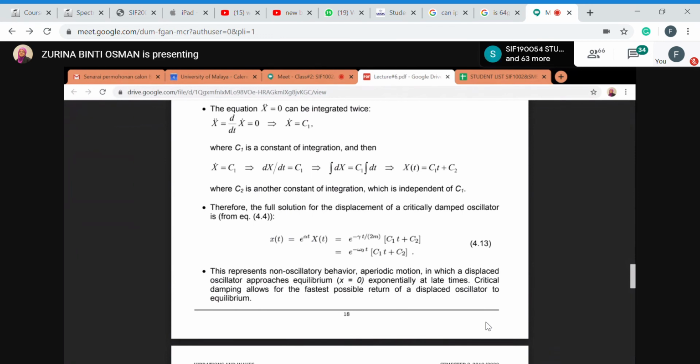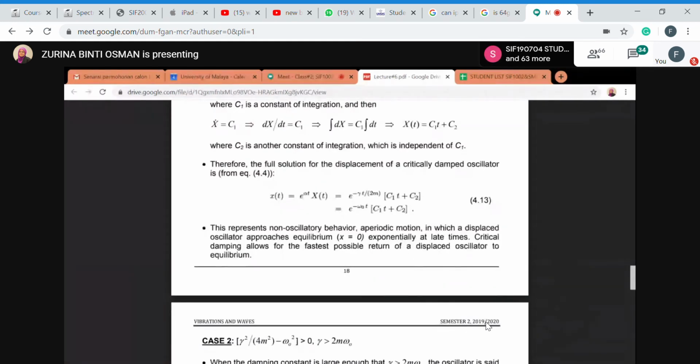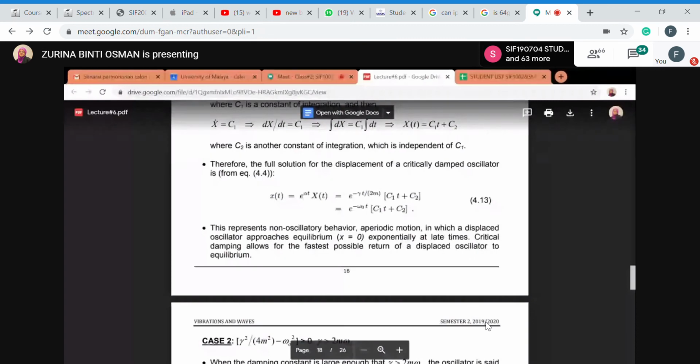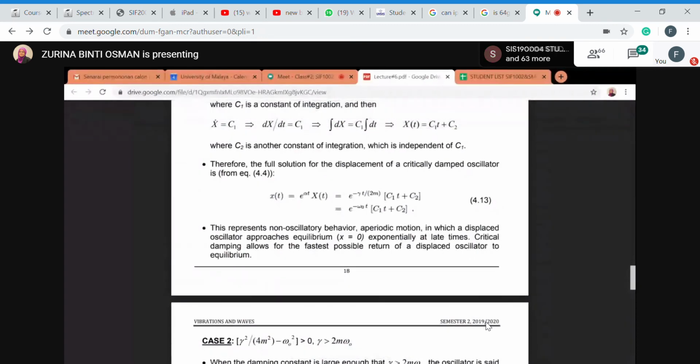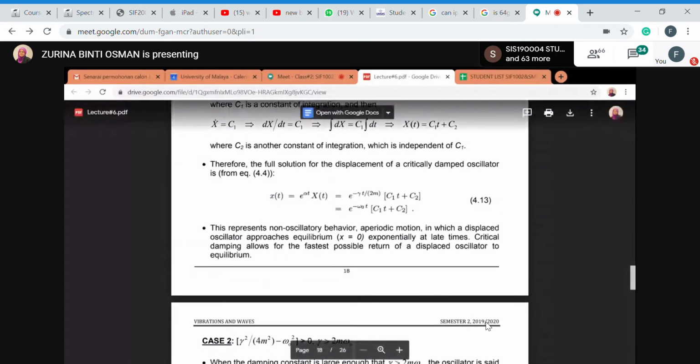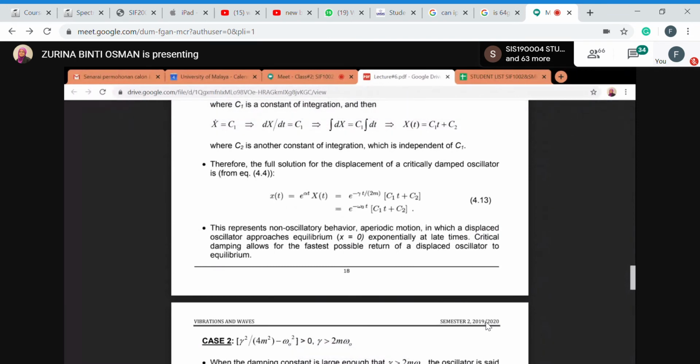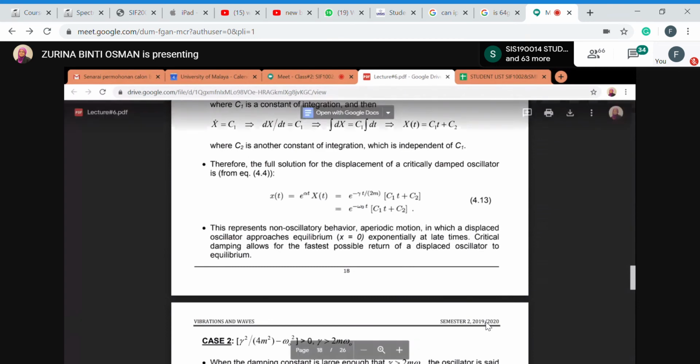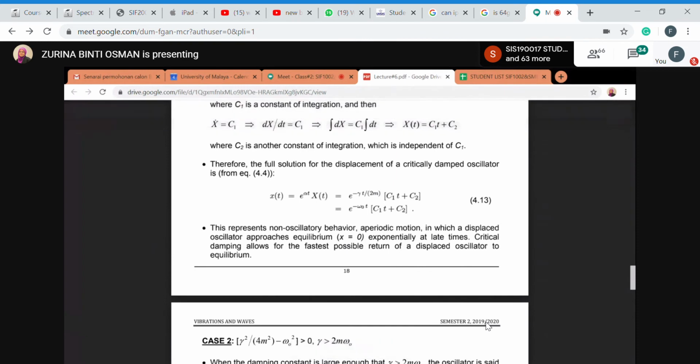Remember, if you have C1 and C2, C meaning critical, this is the solution for critically damped. This represents non-oscillatory, aperiodic motion in which a displaced oscillator returns to equilibrium, x equal to 0, exponentially at late times. Critical damping allows for the fastest possible return of a displaced oscillator to equilibrium. We are going to touch on this in lecture 7.